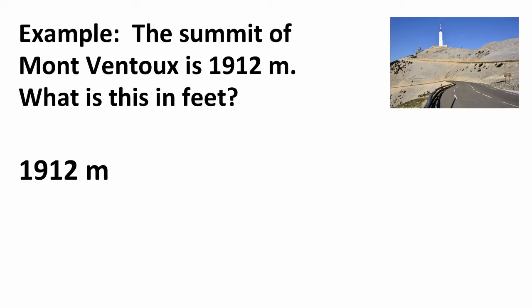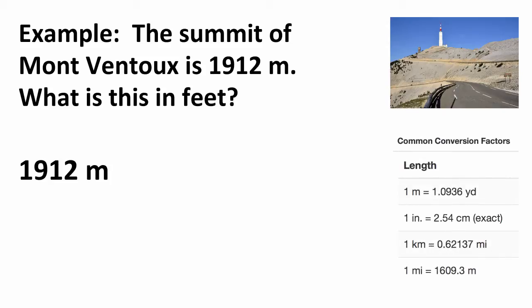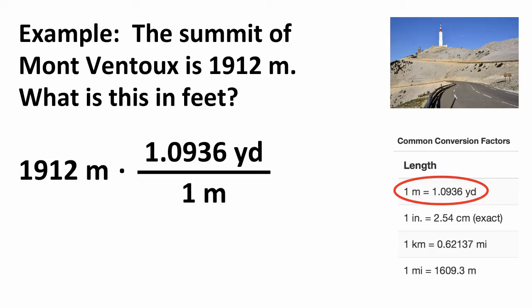Well, to do any kind of conversion, we start with the known value, 1,912 meters. And now we're going to want a conversion factor that converts from meters into feet. It's possible we come up with a conversion factor that does that directly, but the conversion factors listed here don't have a meters directly to feet conversion, but we do have a meters to yards conversion, so let's start with that. And we're going to multiply by 1 meter on the bottom or denominator of our fraction, and 1.0936 yards in the numerator on the top of our fraction.